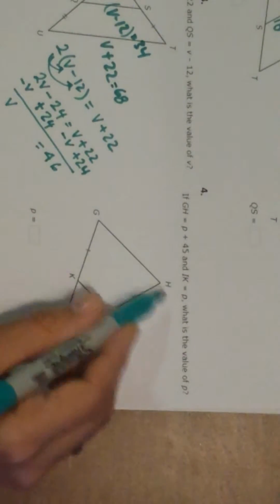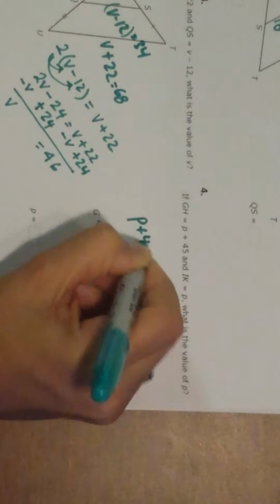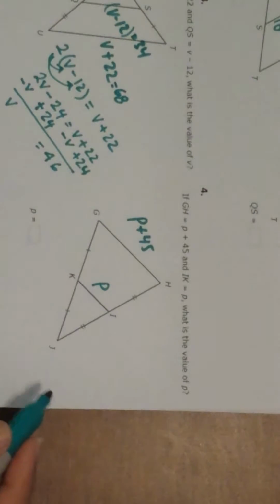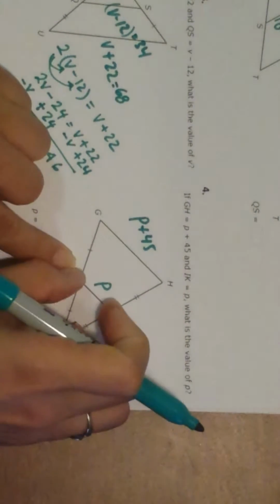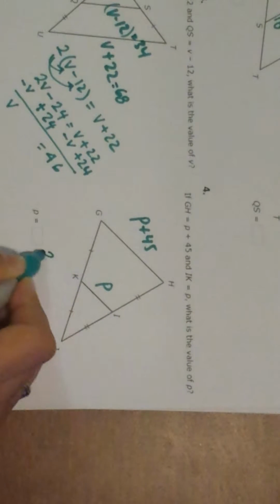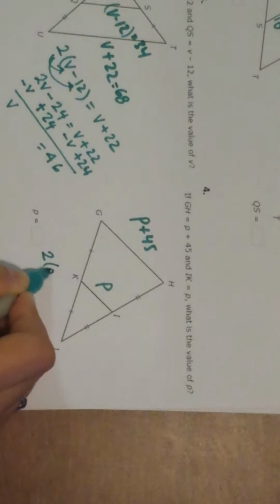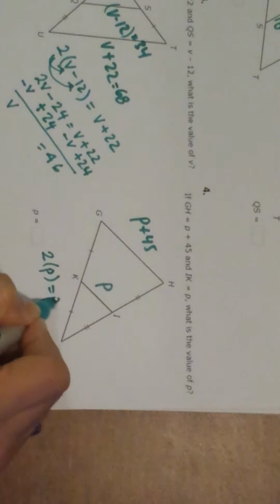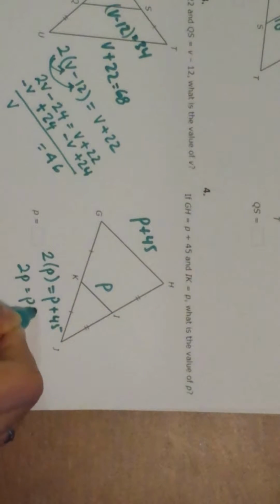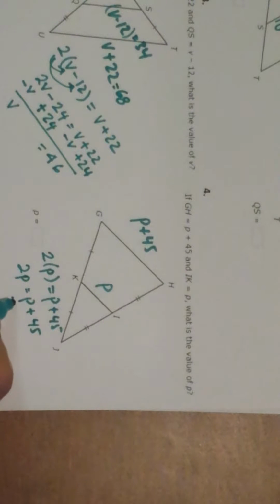If GH is P plus 45, IK is P. What's the value of P? Same thing. Remember, you take twice this is this, or half this is this, whichever way you're going to look at it. So twice P is equal to P plus 45. Open the house, so that's 2P is P plus 45. Subtract P from both sides. You get P equals 45.